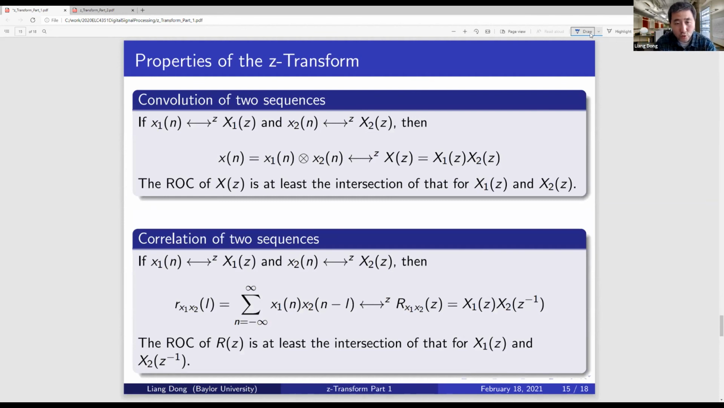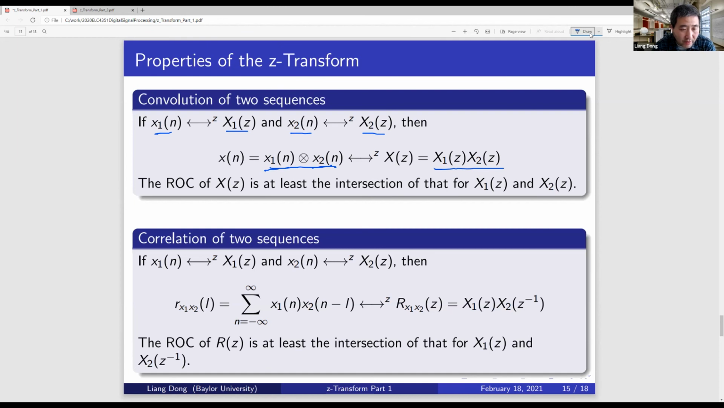And then we have convolution of two sequences. This is more important. I have two signals, x1 and capital X1 is a Z transform pair. The second signal, x2 and capital X2, is also a Z transform pair. The convolution of x1 and x2 in the time domain becomes a product in the Z domain. Right? So we have this convolution in the Z domain, X(z), the result, equal to X1(z) times X2(z).